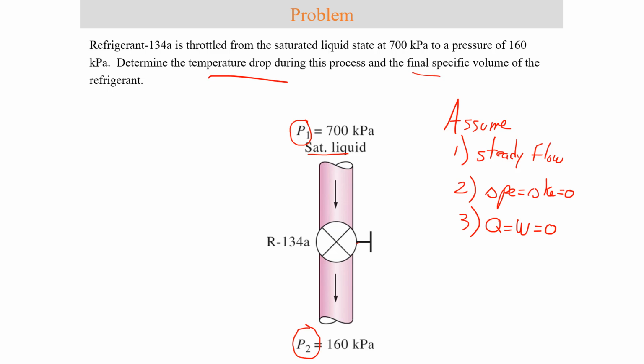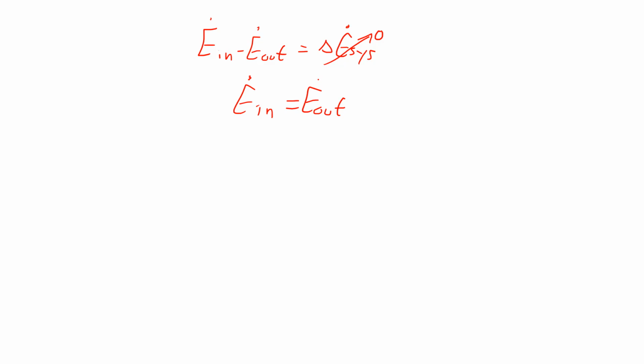So, like all of the other problems, we'll go ahead and write out our first law in its most compact rate form. Energy in by heat, mass, and work minus energy out by heat, mass, and work equals the change in energy of the system. Rate change of energy of the system is zero since the state of the system doesn't change. That leaves all energy in has to equal all energy out.